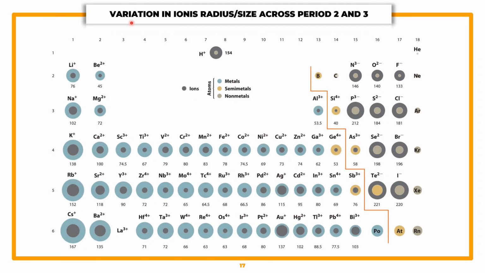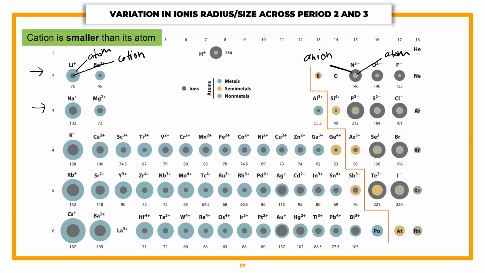Now, let us study the variation in ionic radius across period 2 and 3. So here we have the elements, the atoms and ions for period 2, and here are for period 3. The blue one here refers to the atom, and the grey color refers to the cation. And the brown here refers to the atom, and the grey color here refers to the anion.